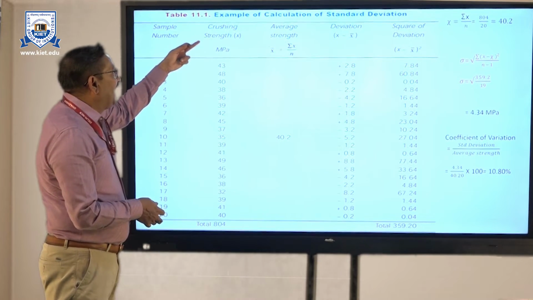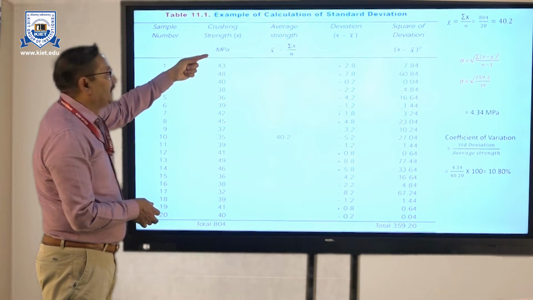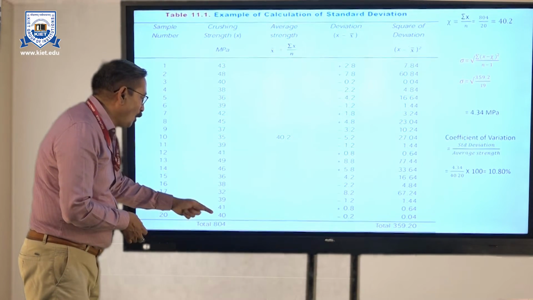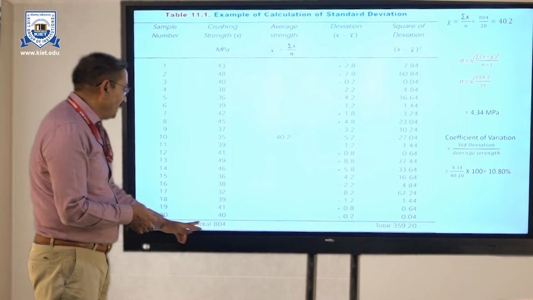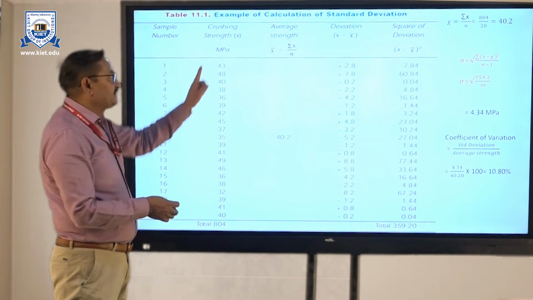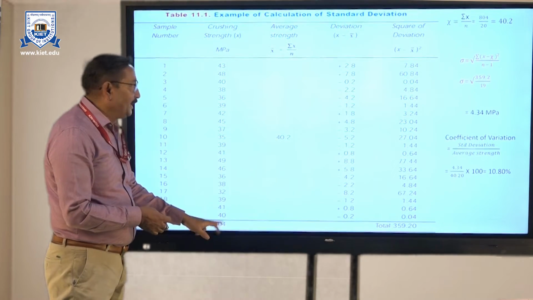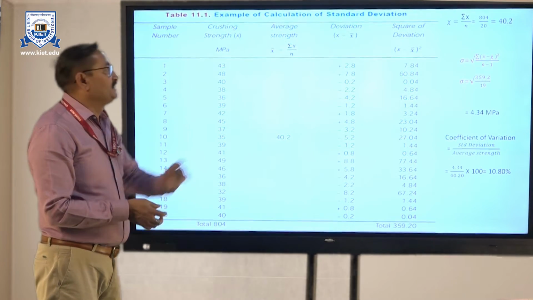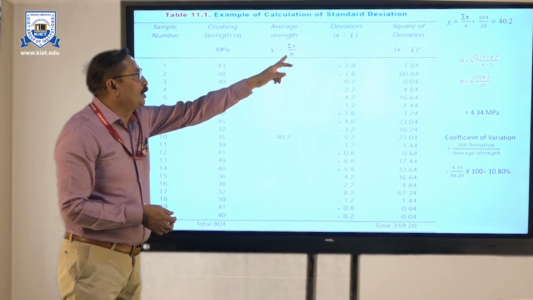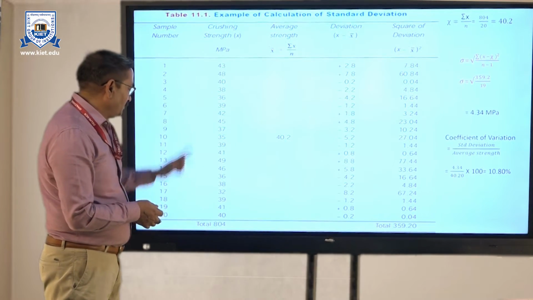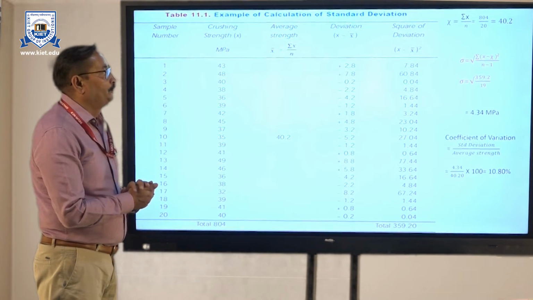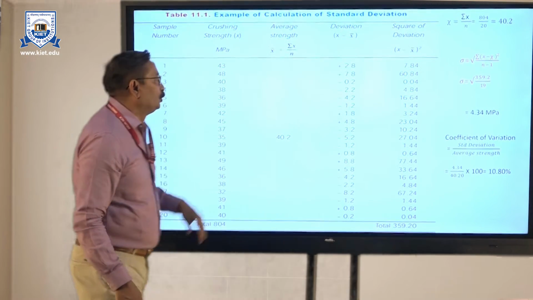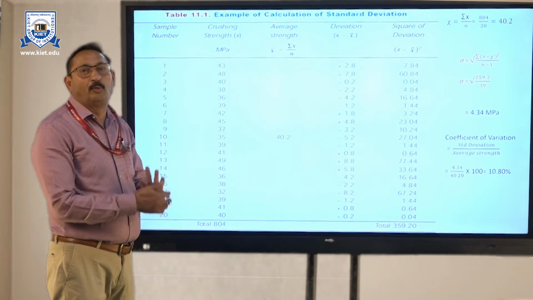Now, if we add all these crushing strengths, that is 43 plus 48 plus 40 plus 38 plus 36 and so on up to the 20th cube, it will come as 804. It means that summation of x is equal to 804. Now we are finding the average strength, that is x bar is equal to summation of x by n. The value of summation of x is 804, so 804 divided by 20 is equal to 40.2. Now the value of x bar is 40.2.